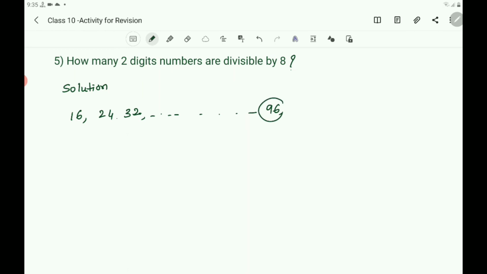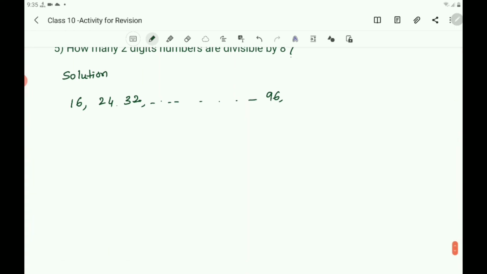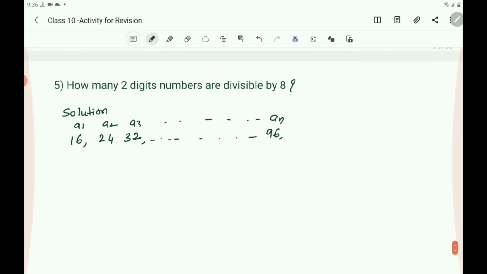How will you get this 96 here? You know that 100 is not divisible by 8; 8 ones are 8, 8 twos are 16, and 12 eights are 96. That is a 2 digit number divisible by 8, because 100 is the first 3 digit number. Next, consider this is A1, A2, A3, and so on, the last term is AN. Here what you have to find out is how many numbers, so we have to find N.